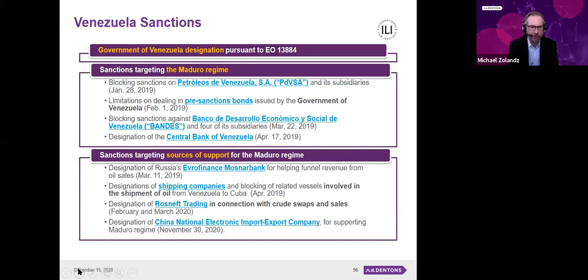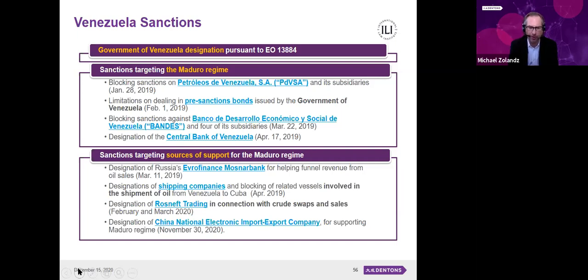The designation of Rosneft Trading in February and March of this year, that was a further ratcheting up of the sanctions against PDVSA. Up until the point that Rosneft was designated, there were still a significant amount of oil swaps related trading efforts to create a market for Venezuelan crude, even though that market was under sanction. Rosneft Trading also illustrates an important feature of US sanctions programs, which is sometimes they target just the bad actor and don't go upstream.